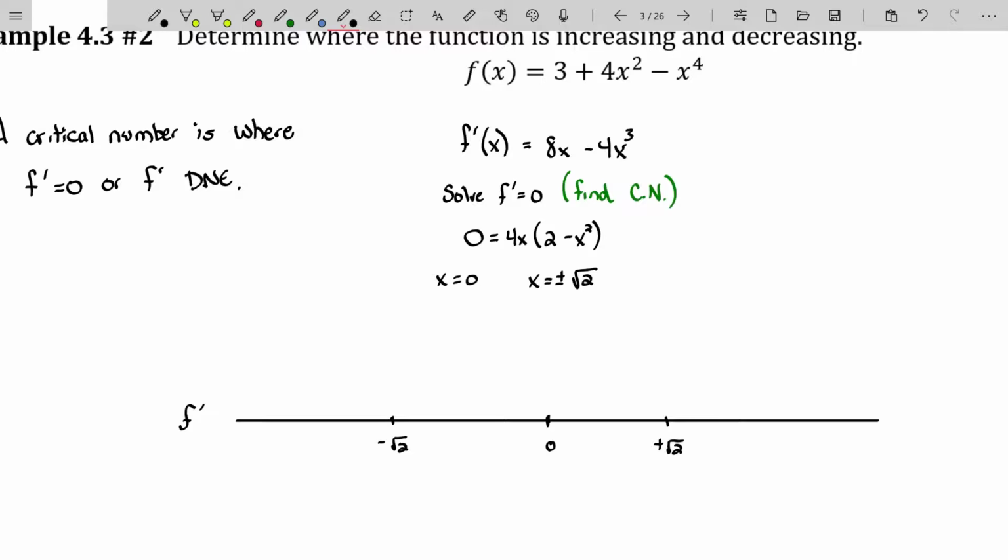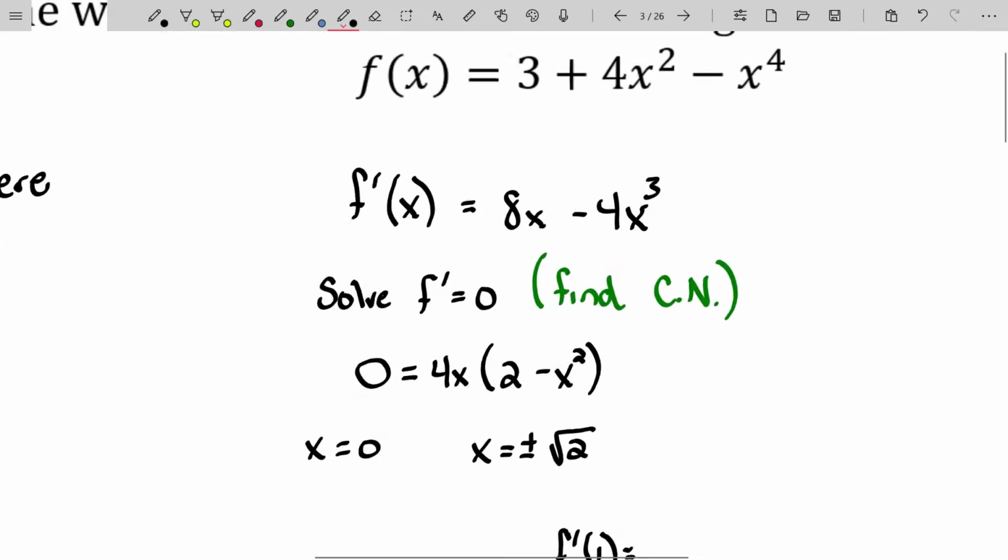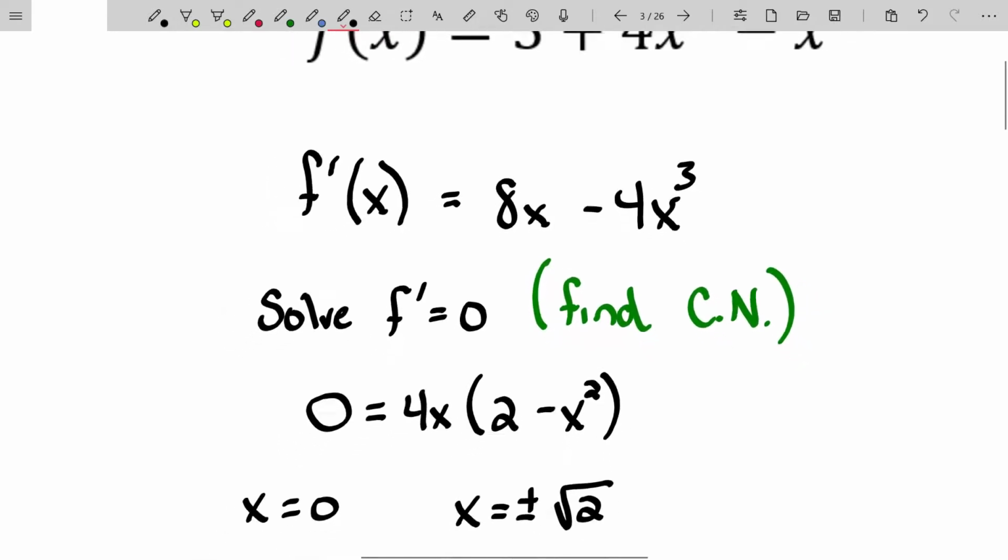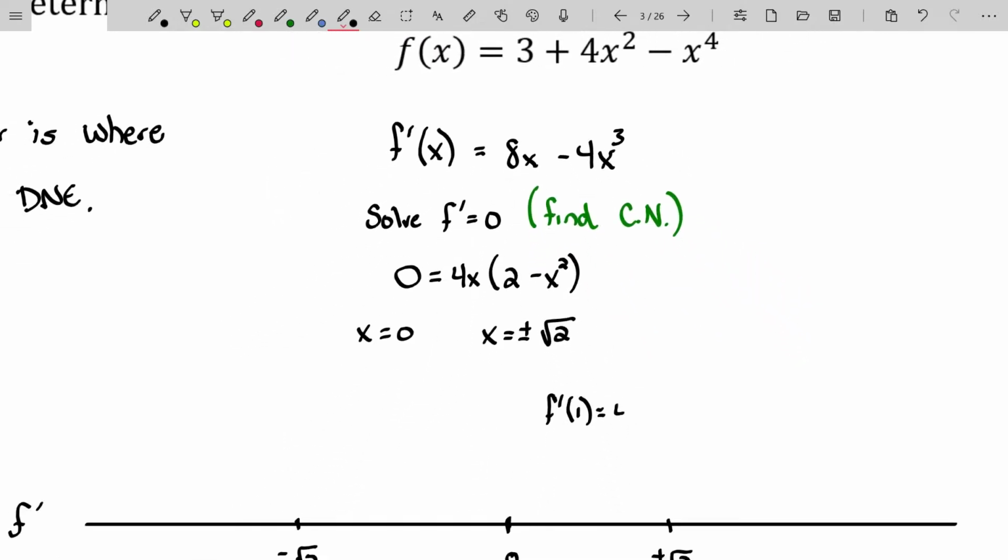I'll start with the one that I think most students are going to say is the easier interval. Let's start with this interval right here. In that interval, you can choose any number you want. I'm going to choose to plug in 1 because 1 is between 0 and root 2. So f prime at 1. You don't actually need to know what the value is. You just need to know, is it positive or negative? Well, f prime of 1 is easy enough to compute. It's just 8 minus 4, so that's 4. Like I said, I didn't actually need to know the number. I just needed to know it was positive.